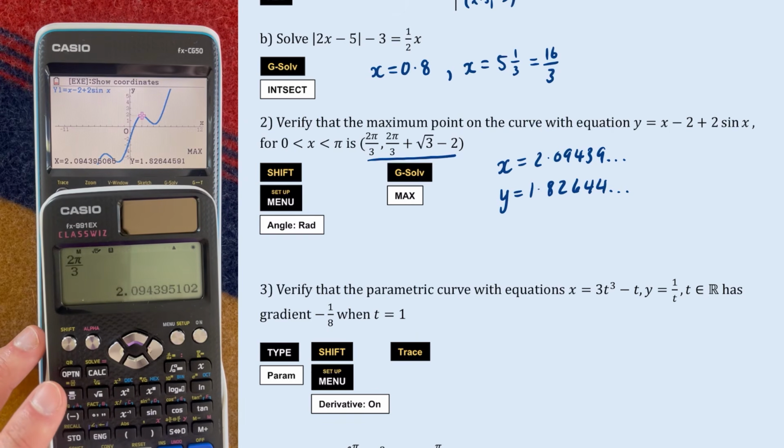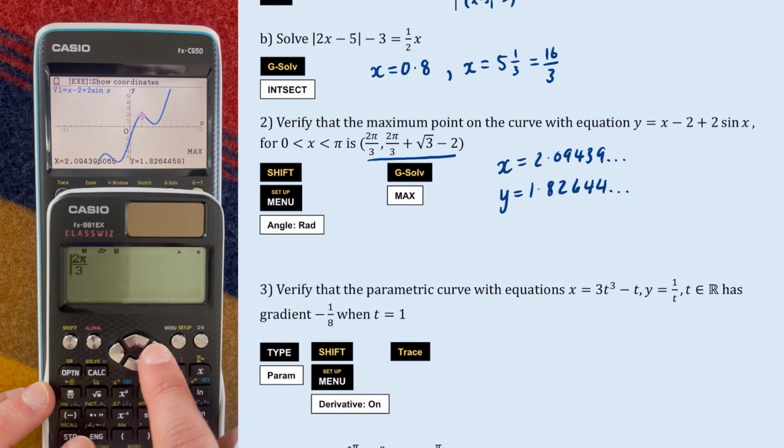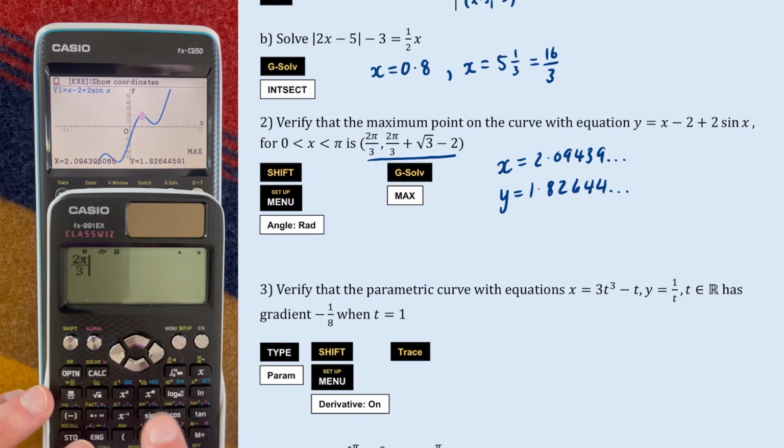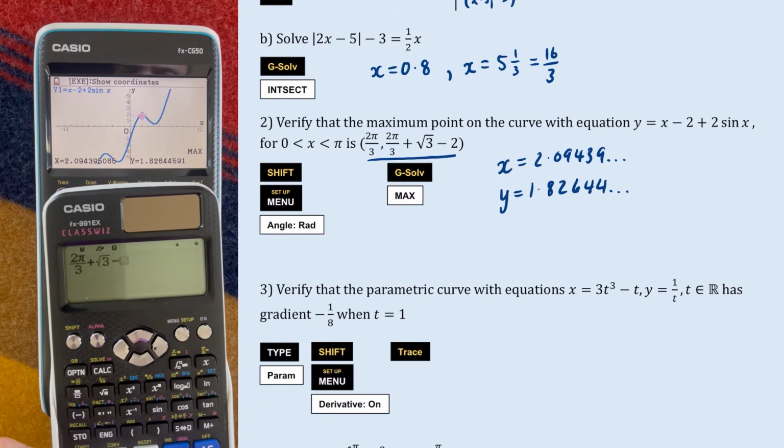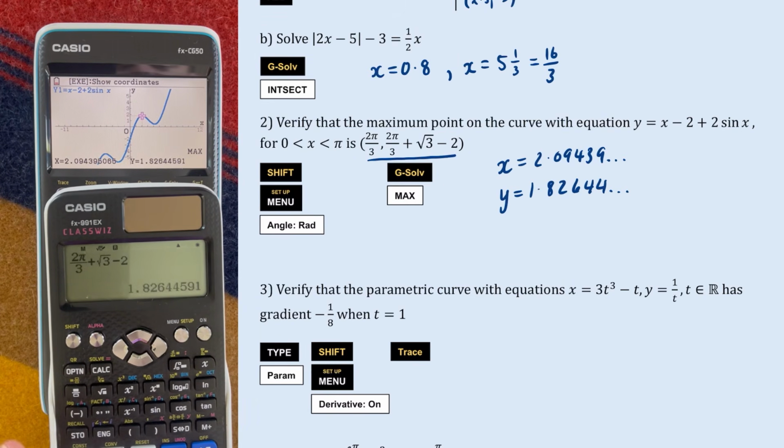S-D, and we do get the same x coordinate of 2.094. And then for the y coordinate, I'm going to have the 2 pi over 3. And I'm also going to add to it root 3, and then I'm going to minus 2. And we do get the 1.8264.